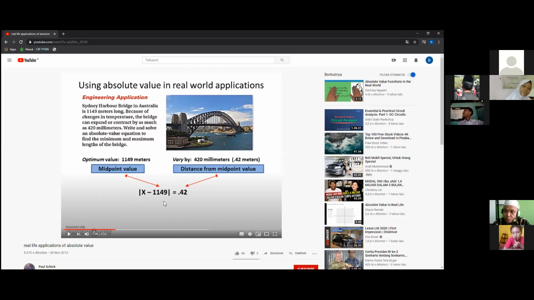We are going to learn how to solve this problem, how to solve the absolute value equation. The absolute value of x minus 1,149 equals 0.42. Okay. Can you solve the problem? Can you determine x such that the absolute value of x minus 1,149 equals 0.42? Who can solve the problem?